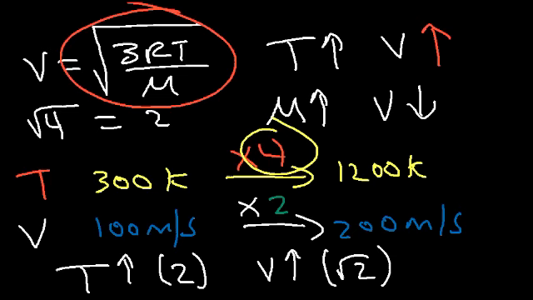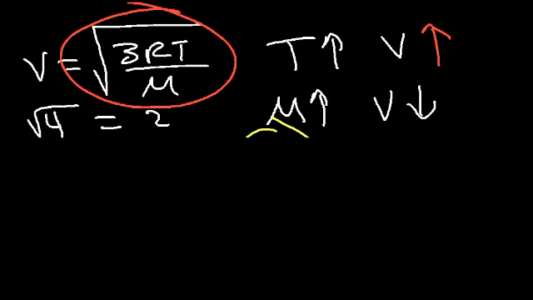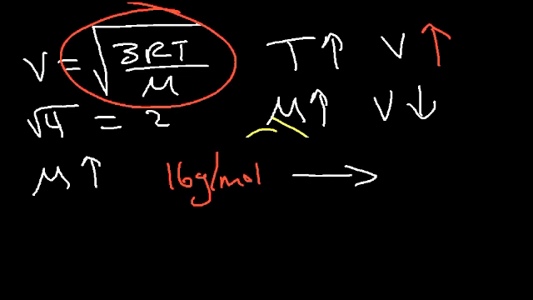Now, what about the molar mass? Let's make some space. So, let's say the molar mass increases by a factor of 4. So let's say the molar mass is currently 16 for one particular gas molecule, and for the other gas molecule it's 64. What's going to happen to the velocity?